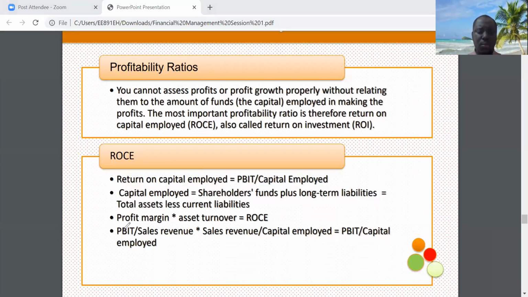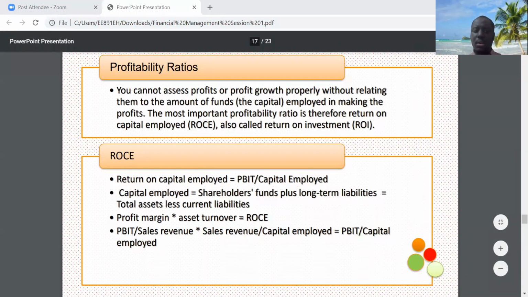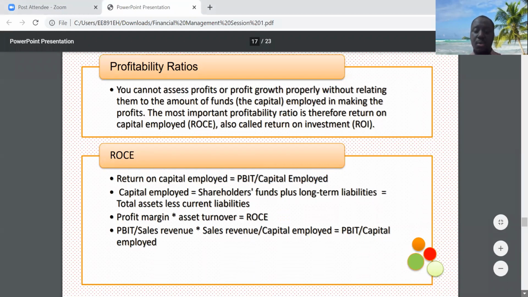So you see, you have PBIT divided by sales revenue times sales revenue divided by capital employed. If you take sales revenue out, this sales revenue will cancel this sales revenue. And then you have PBIT divided by capital employed. This is a denominator, this is a numerator, so they cancel each other out. So at the end of the day, you have operating profit divided by capital employed, which is your ROC. Very, very important tool.